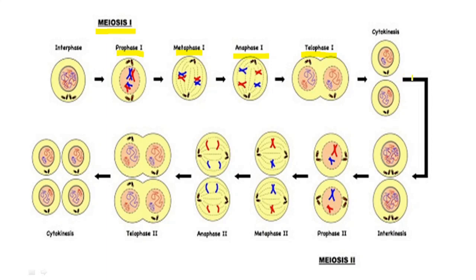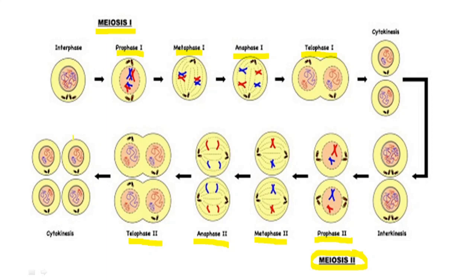Now these two cells will then undergo the second phase, that is meiosis 2. Even this meiosis 2 can be divided into prophase 2, metaphase 2, anaphase 2 and telophase 2. Then finally again cytokinesis takes place, giving us these 4 new daughter cells, 4 daughter cells at the end of the entire process of meiosis.